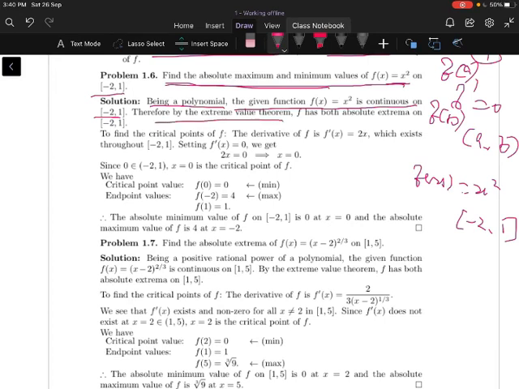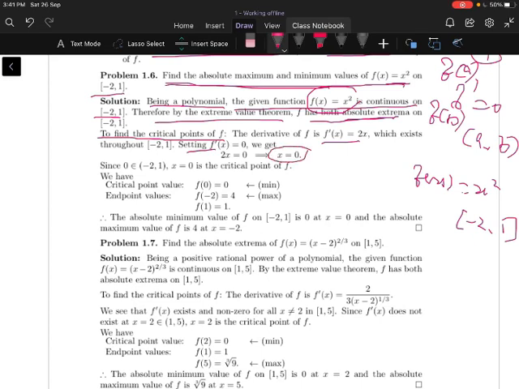Therefore, by the extreme value theorem, f has both absolute extrema. It means the maximum value as well as the minimum value of the function f on the interval [-2, 1]. To find the critical points of f, what to do? Just differentiate the function f(x). We have f'(x) = 2x, which exists throughout the interval (-2, 1). Fine. Setting f'(x) equal to 0, we get 2x = 0, therefore x = 0.